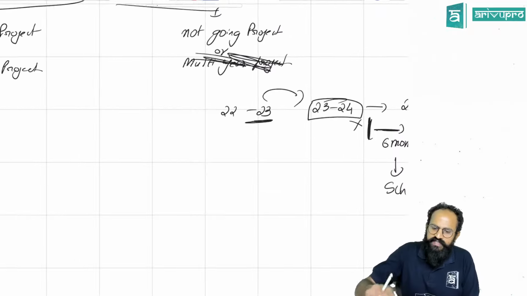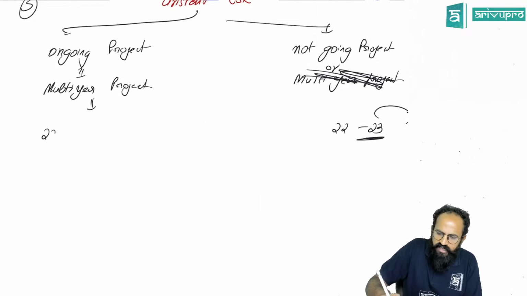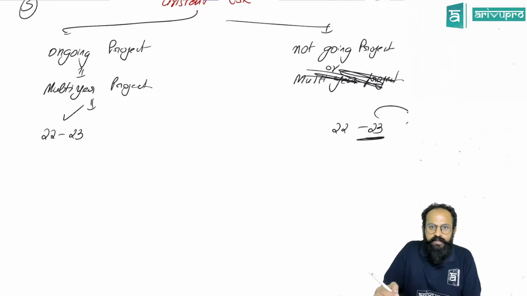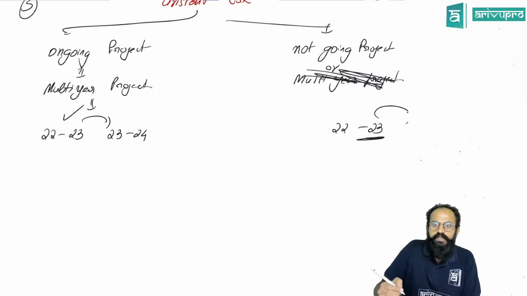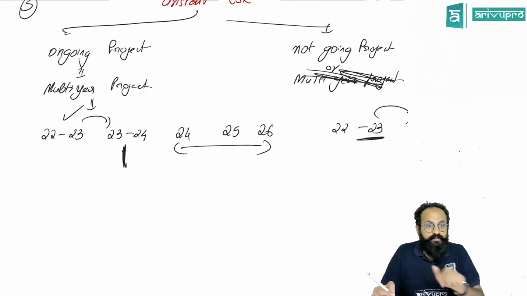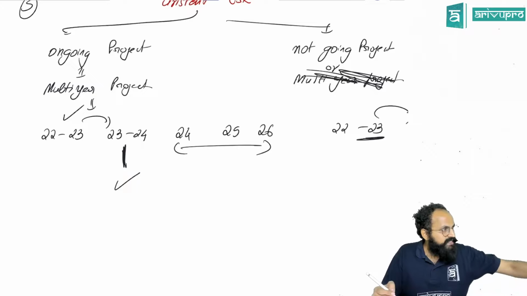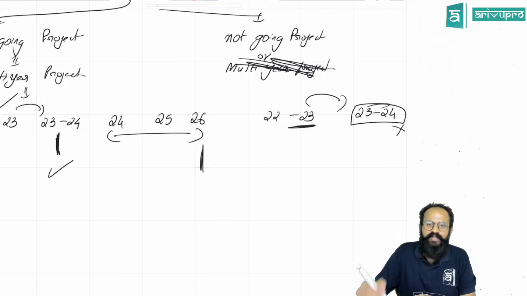Sir, what if it's an ongoing project? Ongoing project, people. Now imagine in 22-23, CSR was applicable to us. In 23-24, we started. Excluding this year, they will give us 3 years time. So it can be 24, 25, 26. So 3 years time will be given to you to spend that money. From the year it started in 23-24, don't count it. Excluding that, you will have 3 years time. Sir, in this 3-year time, you have to spend that 800 crore.